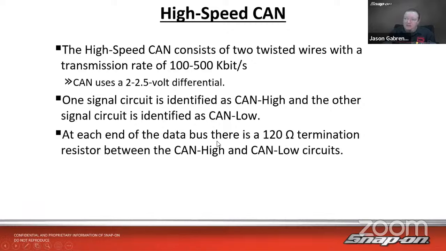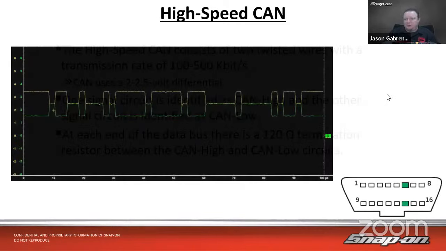At each end of the data bus, there's a 120 ohm termination resistor between the two circuits. That acts as a stop sign. So my two circuits go in, and when they see that 120 ohms, they know, okay, here's the end of the line, I need to make a loop. So when we're looking at CAN, we're actually looking at a loop. Let me show you the picture.